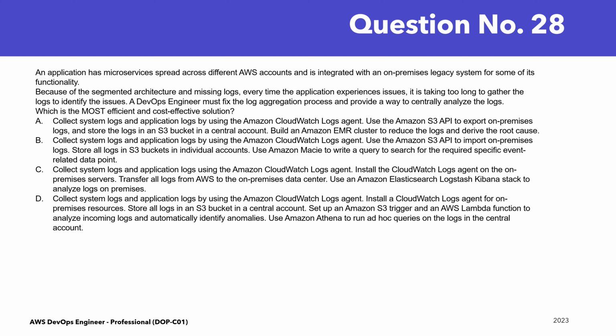D. Collect system logs and application logs by using the Amazon CloudWatch Logs agent. Install a CloudWatch Logs agent for on-premises resources. Store all logs in an S3 bucket in a central account. Set up an Amazon S3 trigger and an AWS Lambda function to analyze incoming logs and automatically identify anomalies. Use Amazon Athena to run ad hoc queries on the logs in the central account. Correct answer, D.